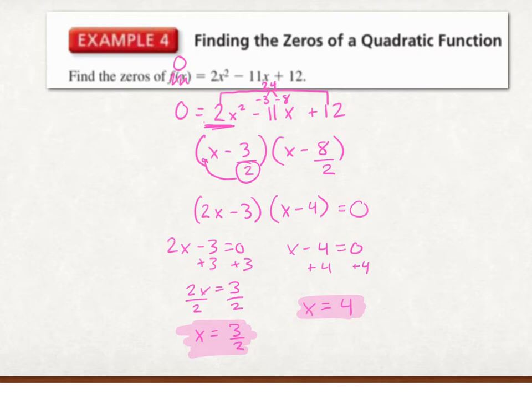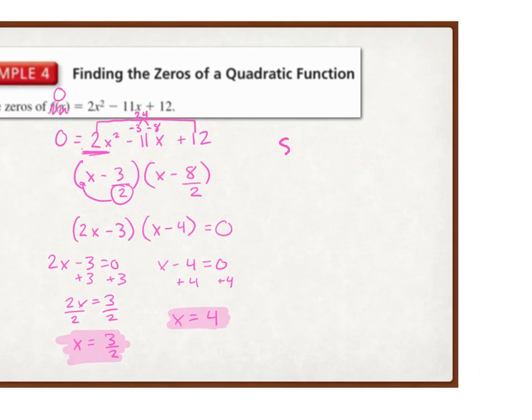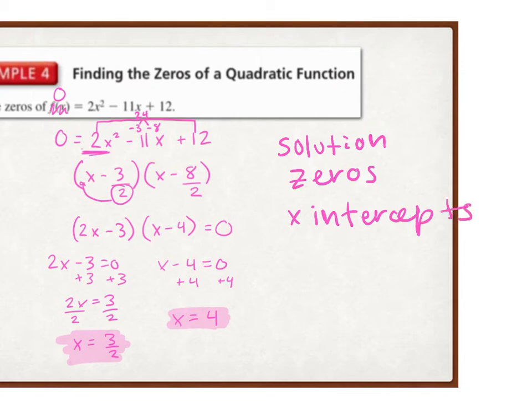So solutions are the same thing as zeros. So pretty much solutions, zeros, and x-intercepts are all the same thing. These numbers give us both the solution, the zeros, and the x-intercepts. So these are all the same.